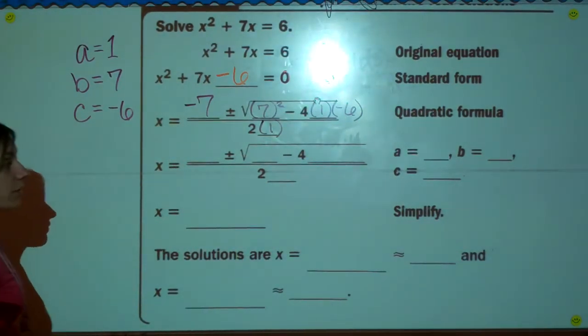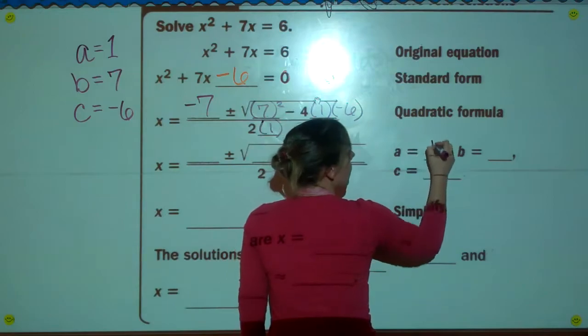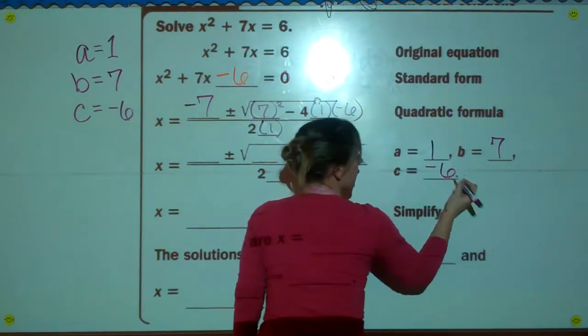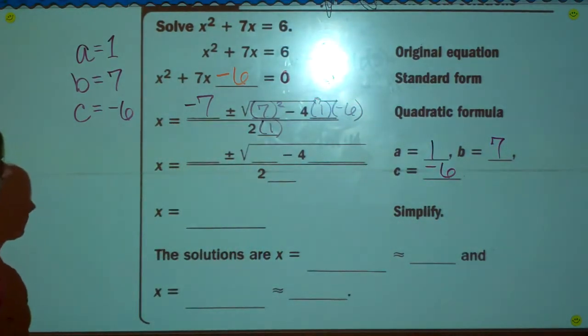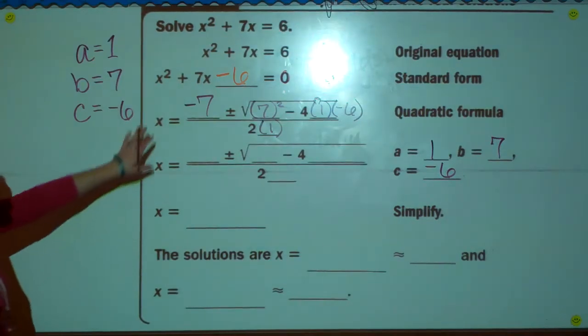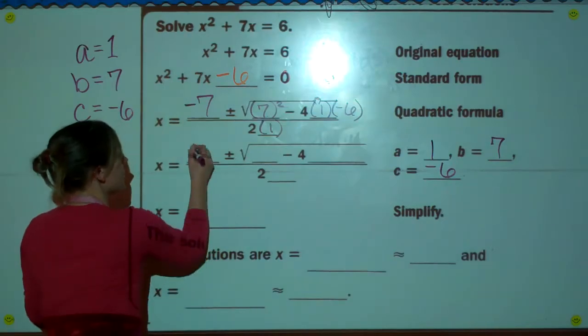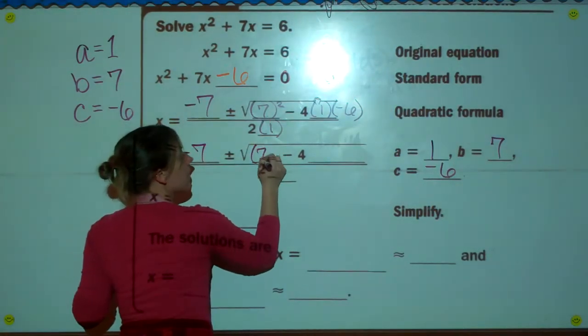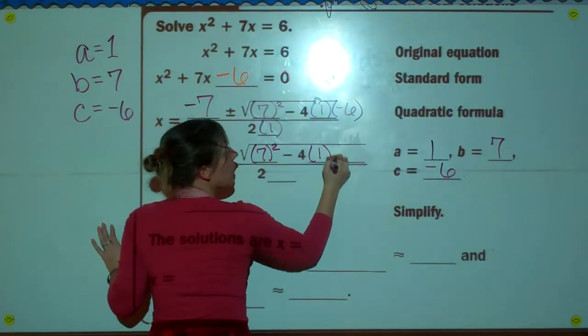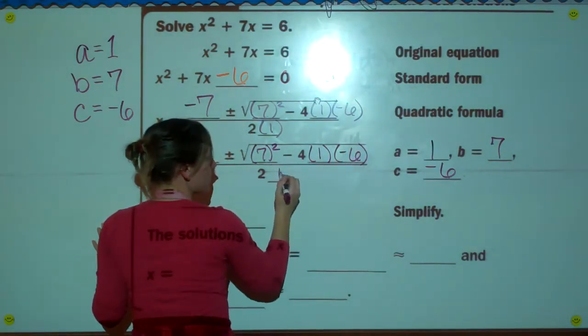Then we just use order of operations. Oh, and they have it over here. 1, 7, and negative 6. Okay? All right, so then they wanted the formula here and then substitute it in. So let me rewrite it myself.